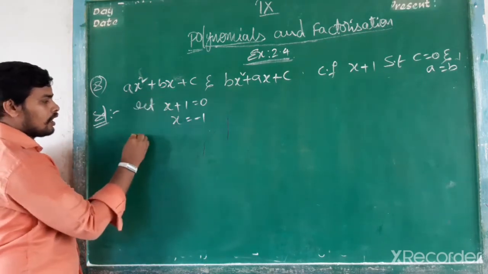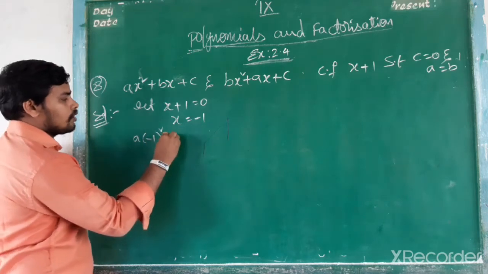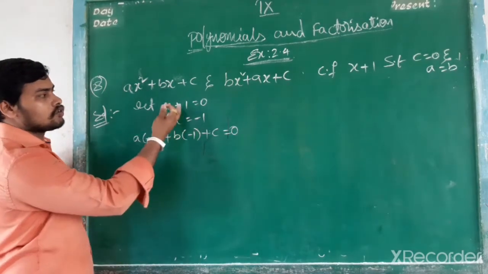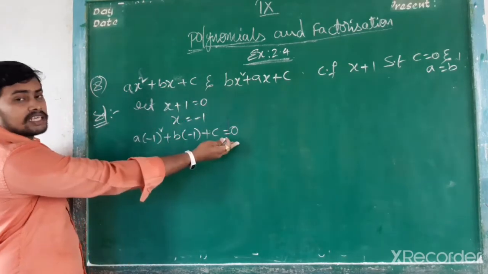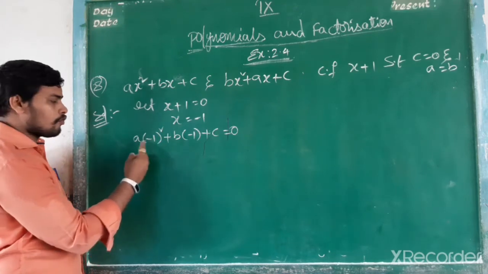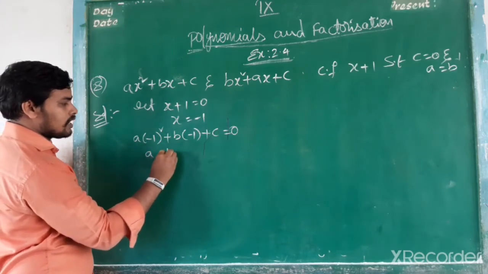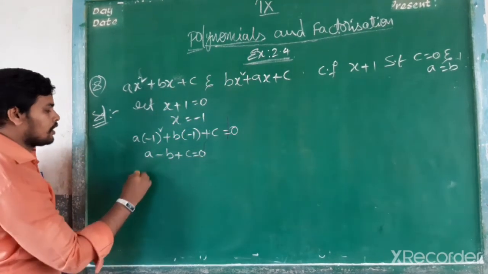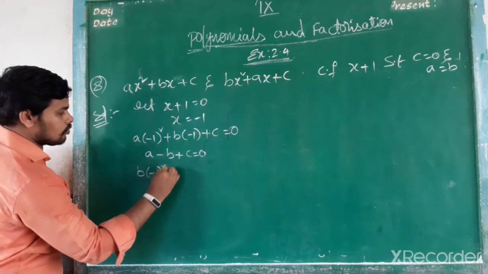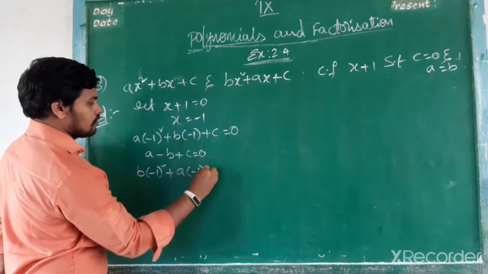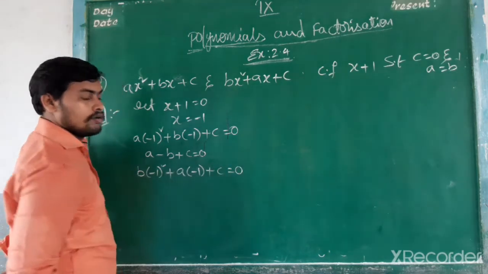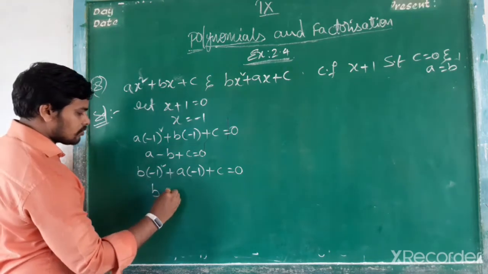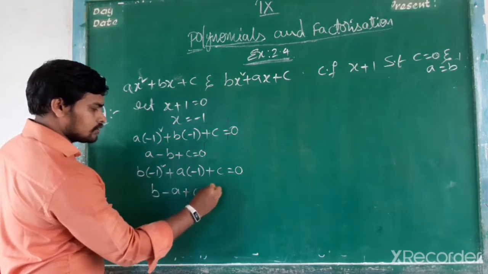a into minus 1 whole square plus b into minus 1 plus c. The result must be equal to 0. Already it is given that this is the common factor, so that's why the result is 0. Minus 1 whole square value is 1, into a, plus minus b plus c equal to 0. Now substitute x equal to minus 1 in the other polynomial. b into minus 1 whole square plus a into minus 1 whole square value is 1, into b plus minus a plus c equal to 0.